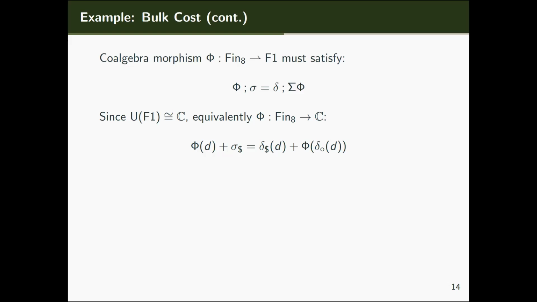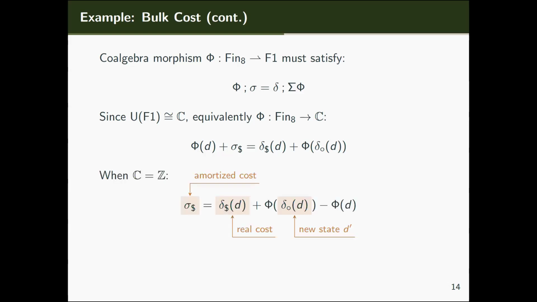And then if you stare at this and you say, wait a second, I feel like I've seen something like this before, you notice that maybe if you had a cost model being the integers, you can just kick the phi of d from the left side to the right side, subtract it from both sides. And now you have something that looks an awful lot like the amortized cost is the real cost plus the change of potential. So somehow we just looked at what a coalgebra morphism is, and the amortization condition fell right out. So, okay, you could pick phi of d is d, and then it meets the previous example.